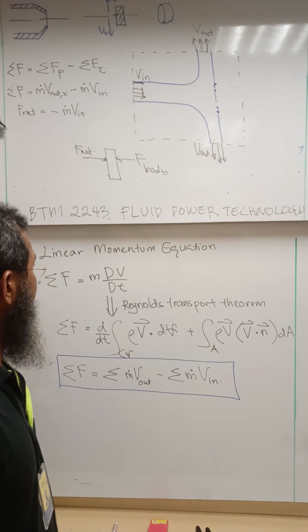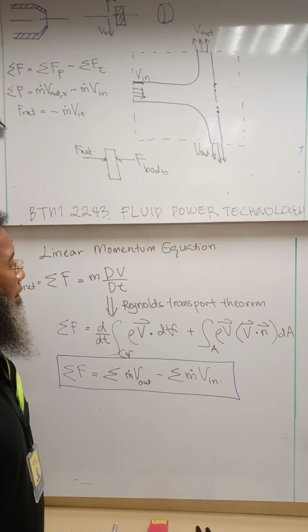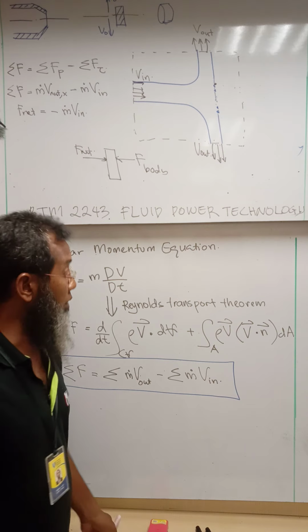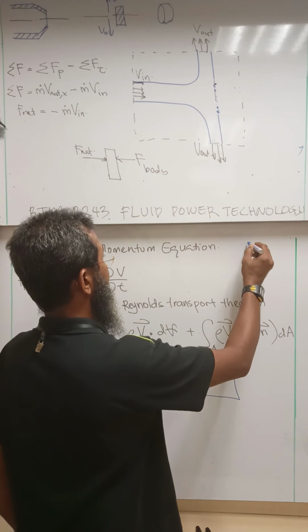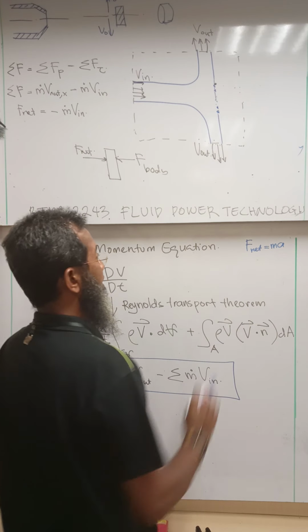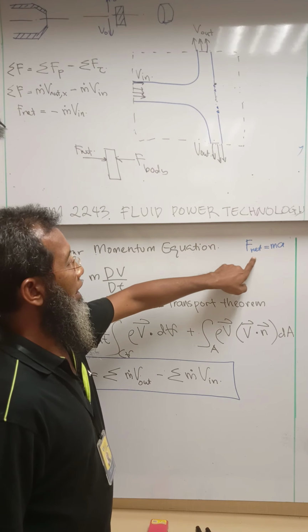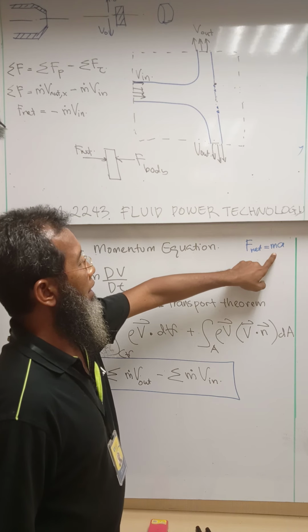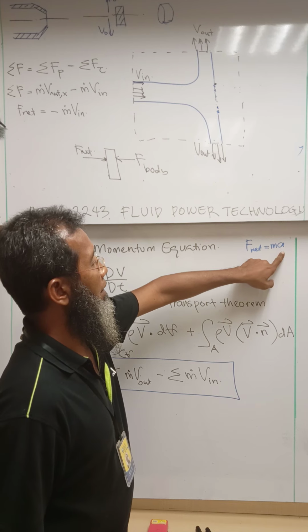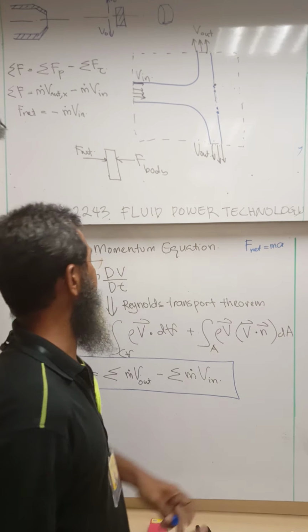Today we're going to look at the theory behind the laboratory on the jet flow. So we are looking at the linear momentum equation. Linear momentum equation actually for dynamics is F net equal to MA. We have a net force acting on the mass, and if it is non-zero, it will cause the acceleration of the mass, right?